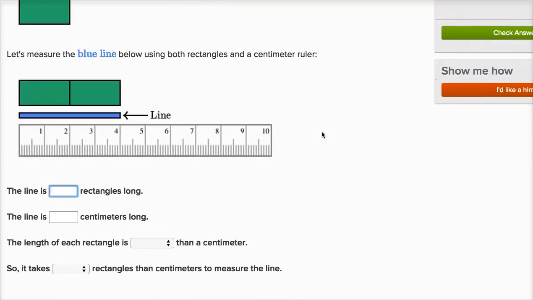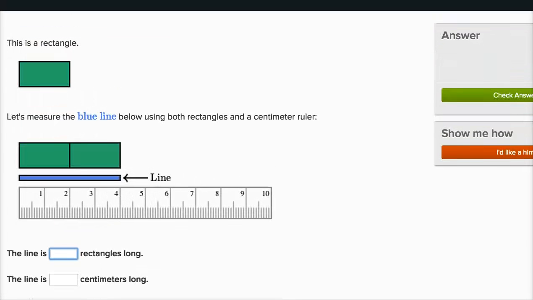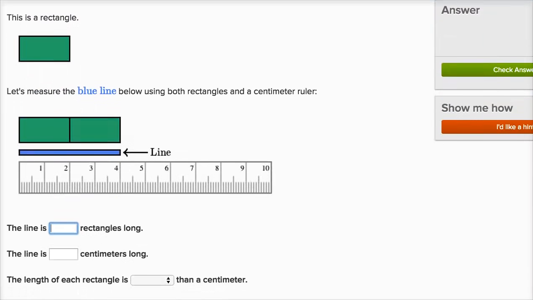Let's keep going. All right. So we have, this is a rectangle. Yes, that is a rectangle. Let's measure the blue line below using both a rectangle and a centimeter ruler. So it's a similar idea. So when we look at this blue line, the line is now 2 of these green rectangles long. So it is 2 rectangles long. Now in terms of centimeters, it is 4 centimeters long.